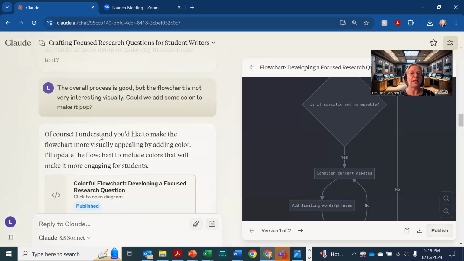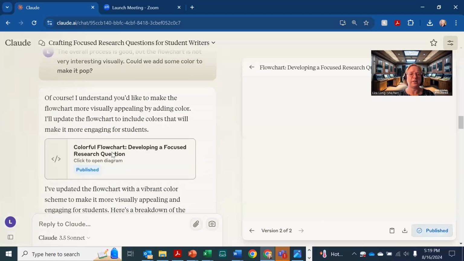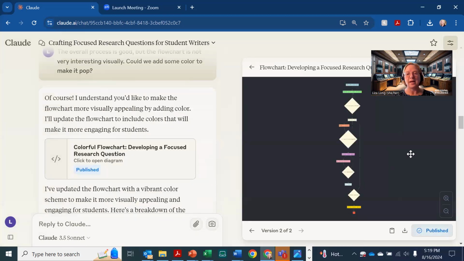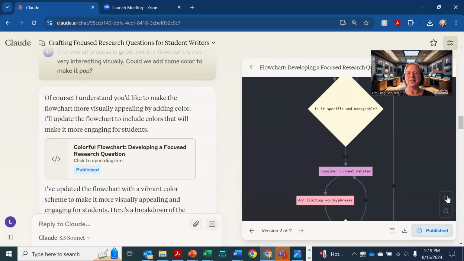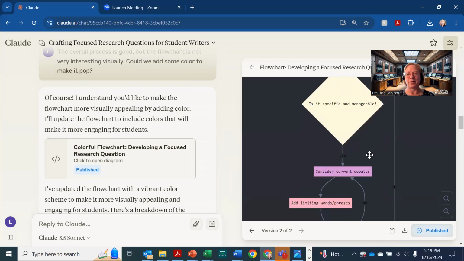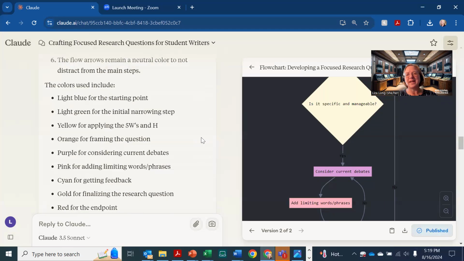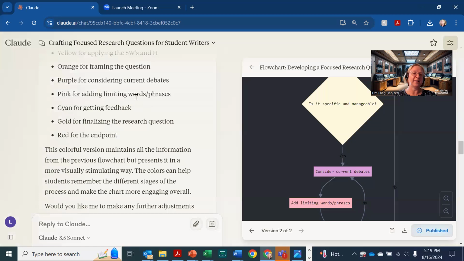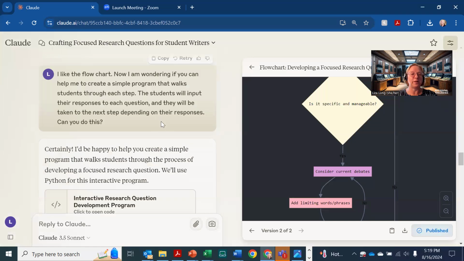I said, overall, that process looks good, but it's not very visually interesting. Let's try again. And Claude was like, oh, yeah, I can do that. I can add some color. All right. So I've shared this in your textbook. I think this is a better visualization, and you can walk through these steps on the flow chart. However, I still think it's kind of a complicated flow chart, and I liked it. I thought, okay, this is okay. I like the reasoning for why it did what it did.